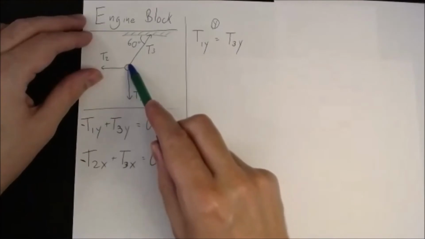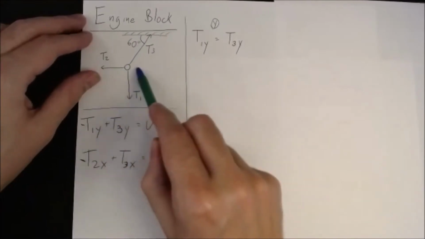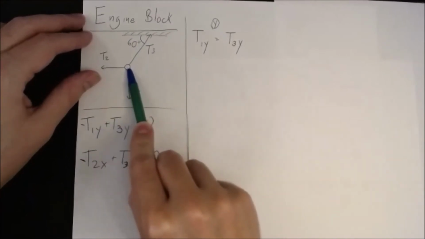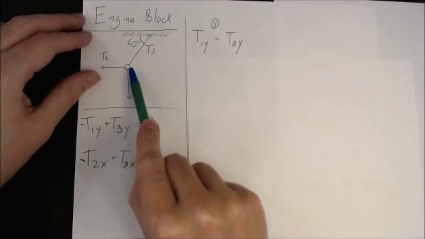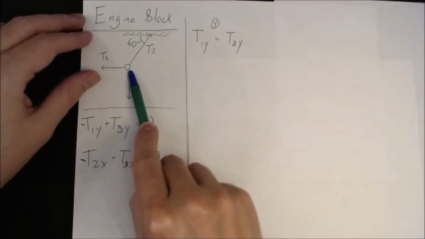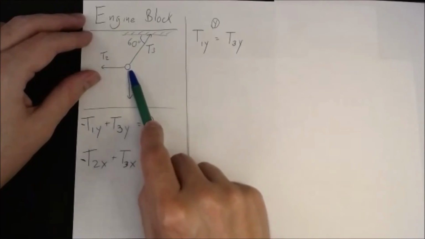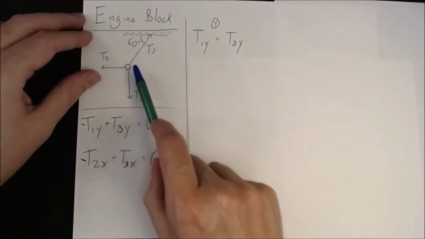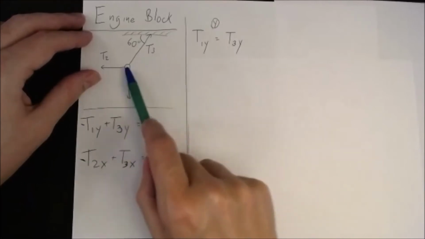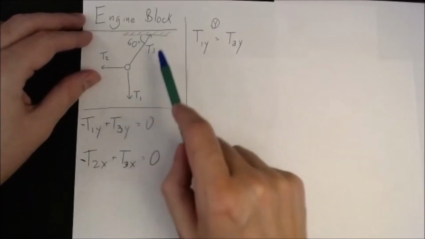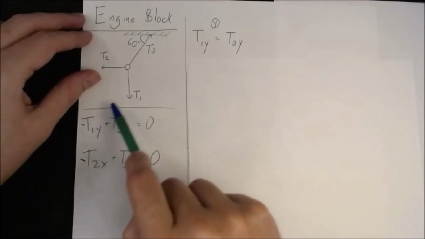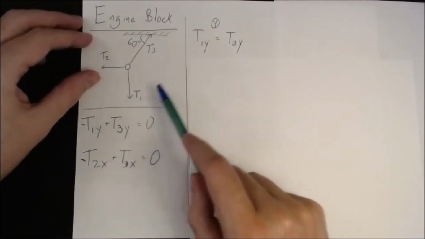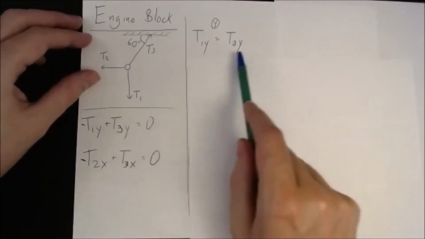This ring is not accelerating up, it's not accelerating down, to the left or to the right. That ring is just sitting there. So the net force on that ring has to be 0. Therefore, the net force in y has to be 0. The net force in x has to be 0. And for that to be the case, the upward amount of T3 has to be equal to the downward amount of T1 so that they cancel each other out. So that's what we're saying here.